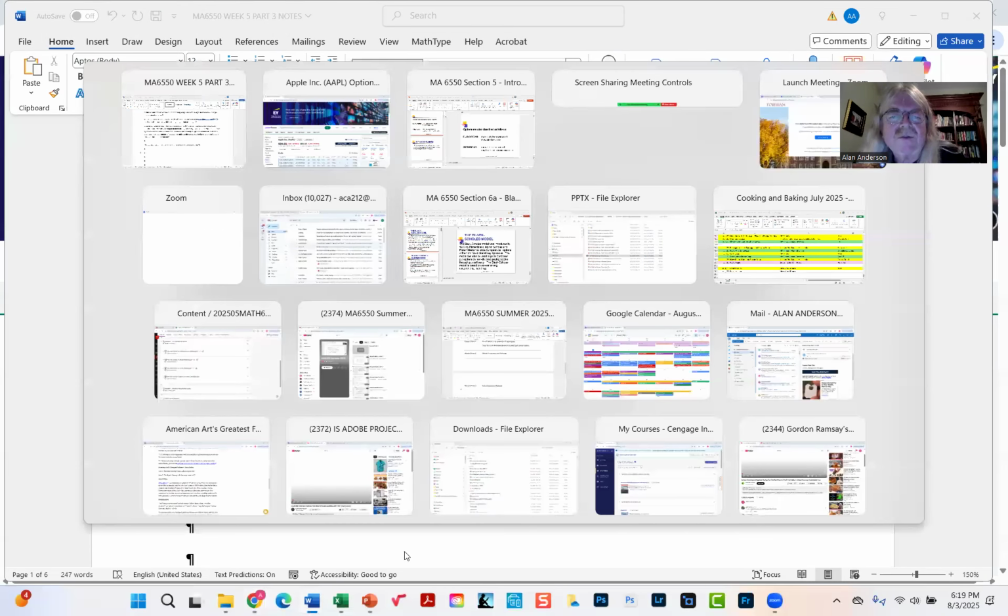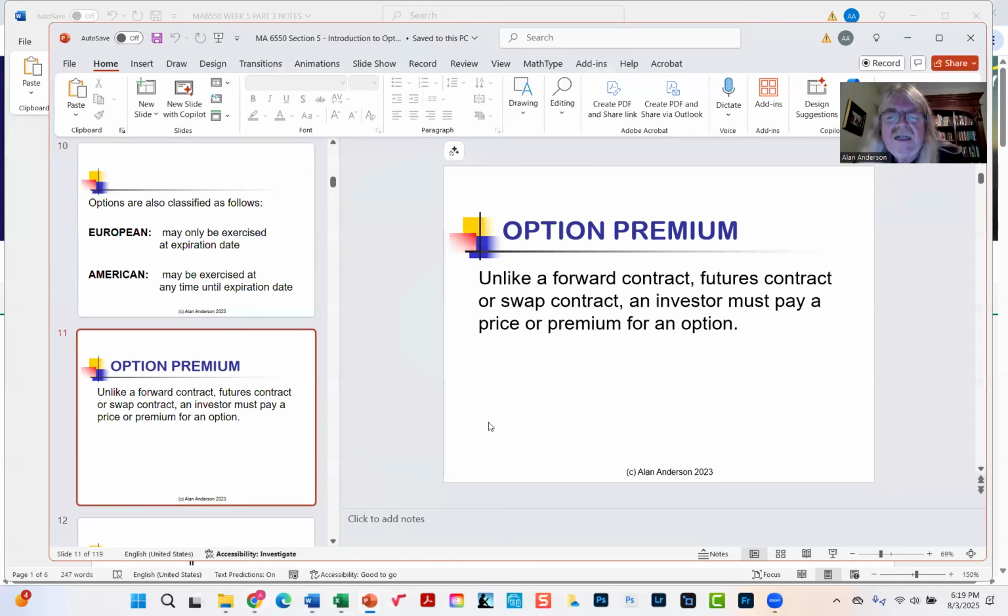Anyway, so let's get back to this real fast. And then the premium. We just saw a bunch of options with their respective premium. And so, as I mentioned earlier, what really separates options from the others, the forwards and futures, is the fact that you must pay a premium or a price to buy an option. What you're paying for is the possibility that the value will go up in the future.